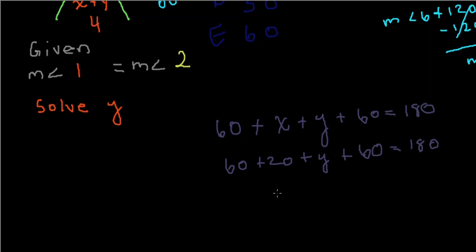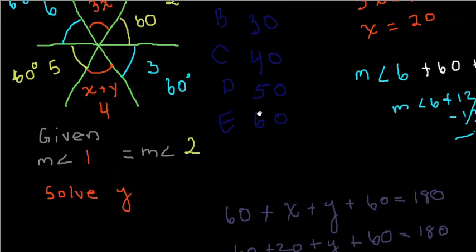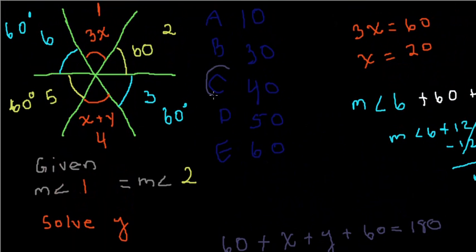And then we can simplify this. 60 plus 60 is 120. 120 plus 20 equals 140. Y plus 140 equals 180. Subtracting 140 from both sides, y equals 40. So if this is a multiple choice, which it is, C is going to be our answer.